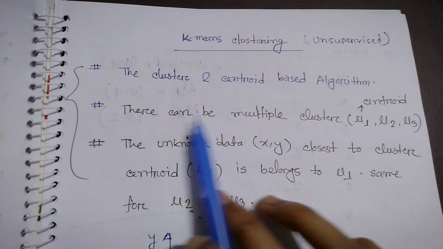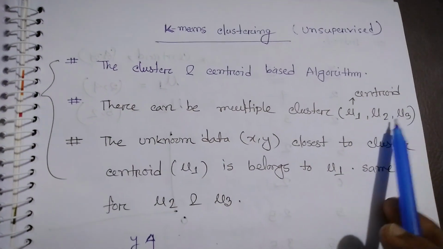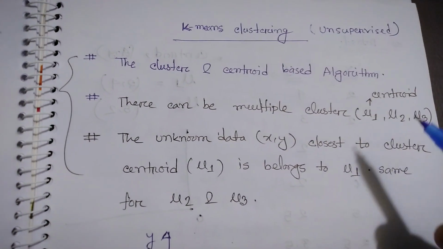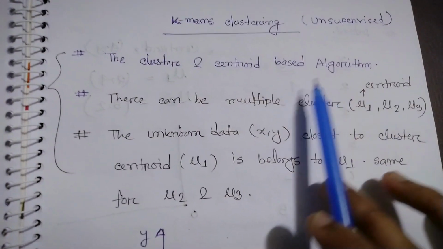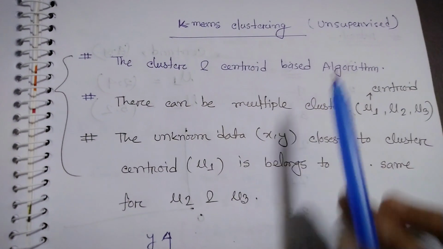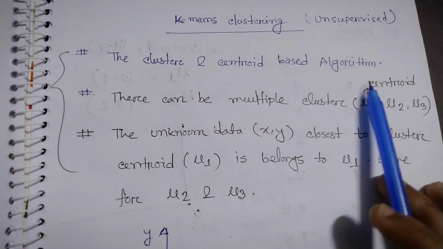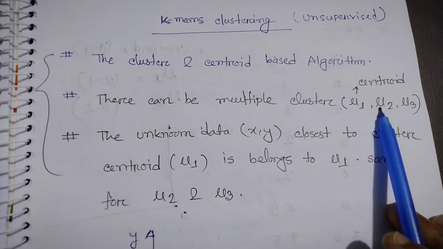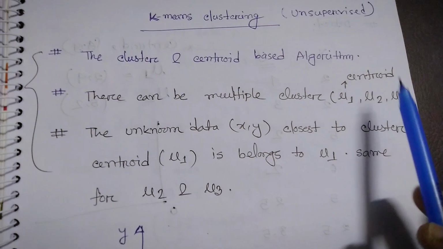Another thing is that there can be multiple clusters. We call them, suppose, mu1, mu2, mu3. You can also write it like c1, c2, c3. This means that this is the centroid of those clusters or groups, or you can understand it as the captain of cluster 1, or the center point of cluster 1. Mu2 is the center point of cluster 2. Mu3 is the center point of cluster 3.